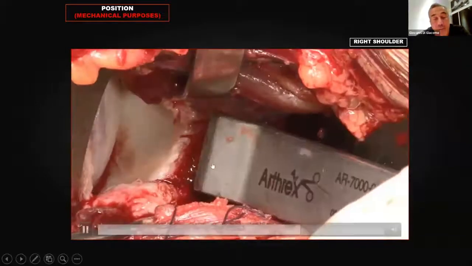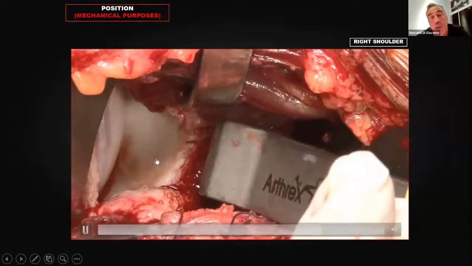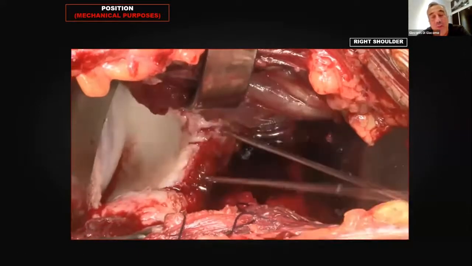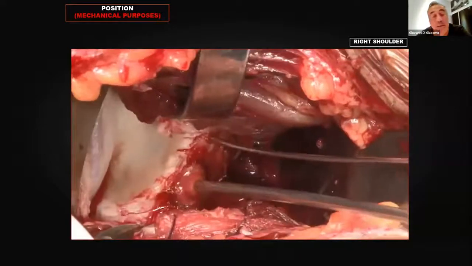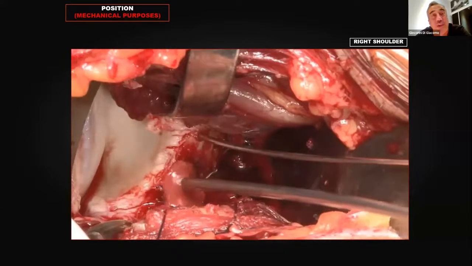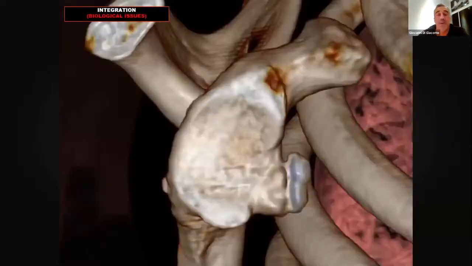And if you put this part of the coracoid where the bone loss is, you have the best mechanotransduction. It means that you have a very good mechanical stimulus that is very important to improve the integration of the coracoid where the bone loss is. This is the perfect image.